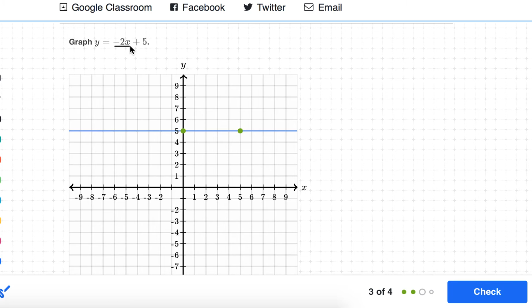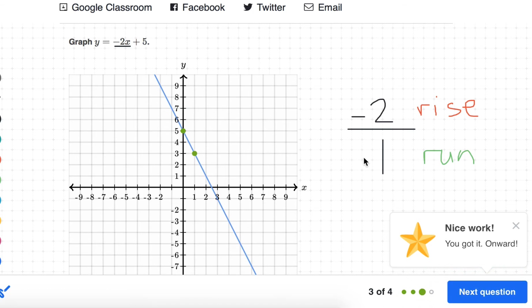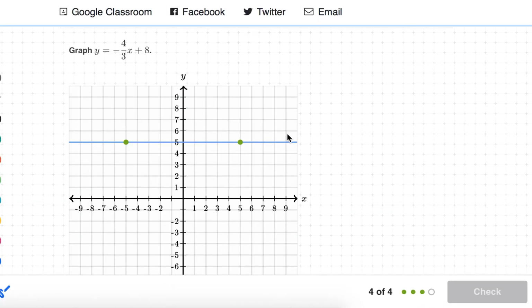So here when y equals negative 2x plus 5, negative 2 is the same as negative 2 over 1, right? So that reminds us that the rise here is negative 2. Sorry, the rise is negative 2, so it goes down 2. And the run is positive 1, so it goes over 1. So down 2 over 1 will produce that line. Alright, one more. Y equals negative 4/3 x plus 8. Go to positive 8. Go down 4 over 3.